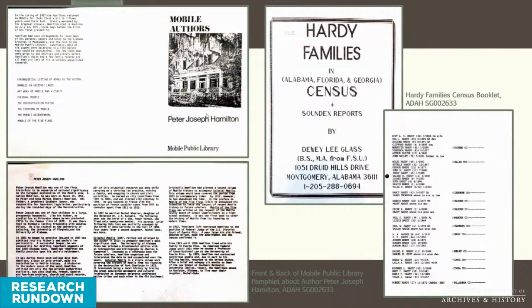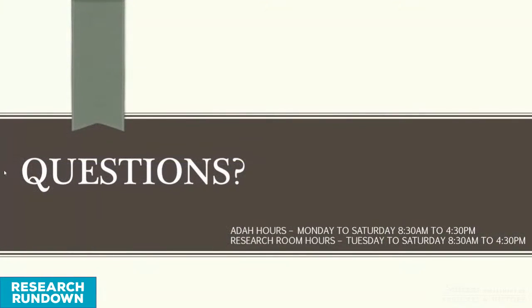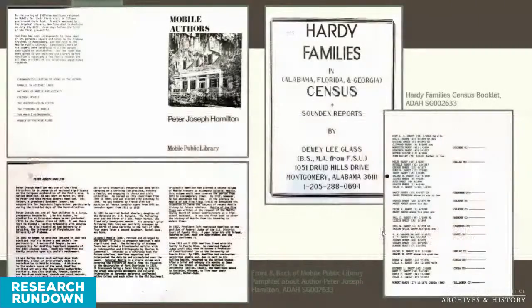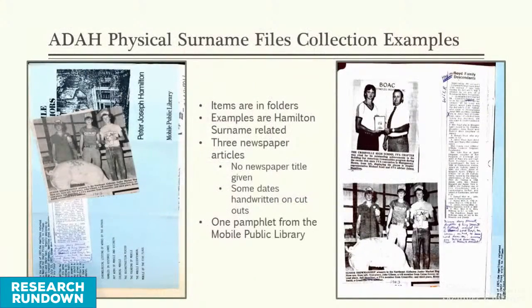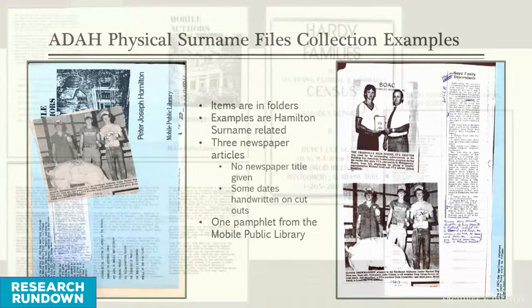And then here is the pamphlet that I talked about, Mobile Authors. This was kind of my favorite find in that folder. This was put in the folder because it was written by a person named Peter Joseph Hamilton, and it is published from the Mobile Public Library. And so I thought it was pretty interesting. If you look back on the previous slide, there we go. The blue right here, that's that pamphlet. When I was just making copies of it, it turned into black and white.